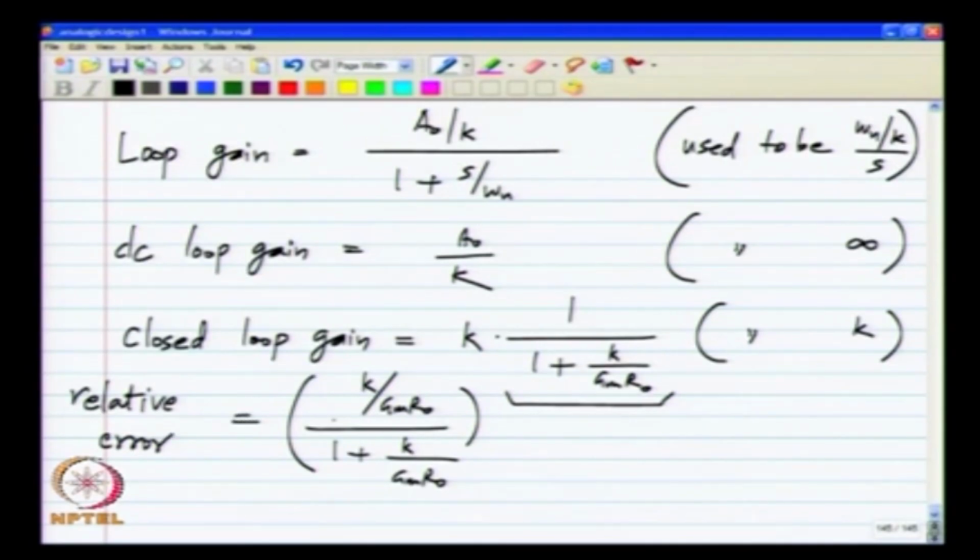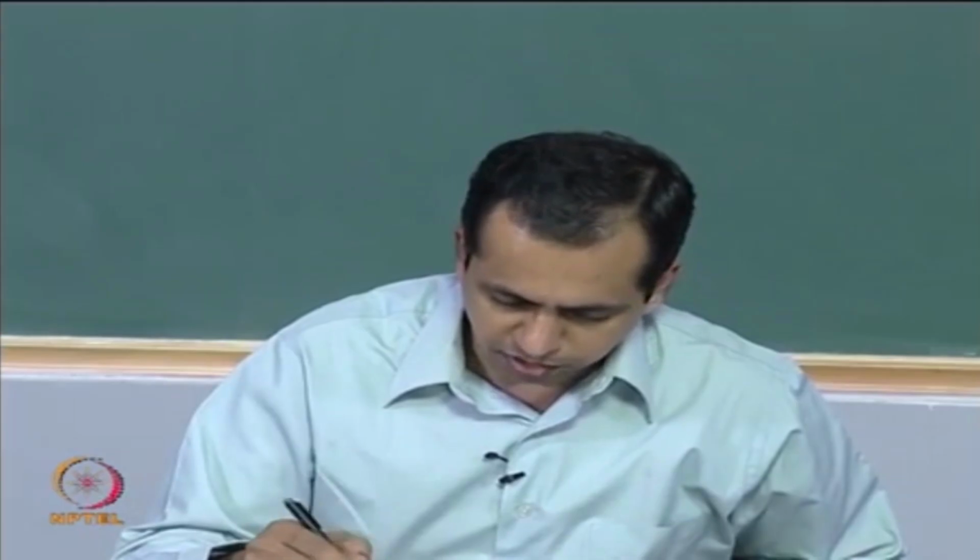That is how much the relative error is, and we would naturally want the relative error to be very small, like a percent or 0.1% or sometimes even less than that. So, this means that this number K by GMRO has to be very small, and this is also kind of expected because ideally GMRO was infinity, and now we would like it to be as large as possible.